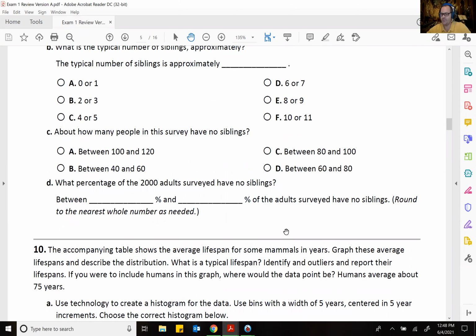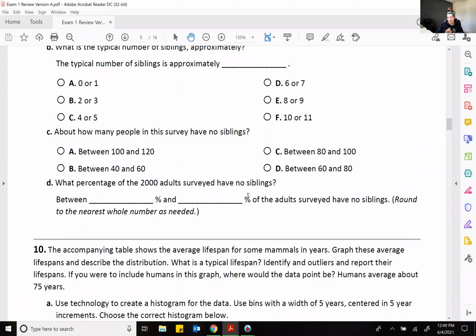All right, and then D, and this is going to relate back to what we talked about in part 5. So it says, what percentage of the 2,000 adults surveyed have no siblings? And what they want you to do is use your answer from part C on this. You gave us a range. Now we want to find those percentages. So how do we do that?